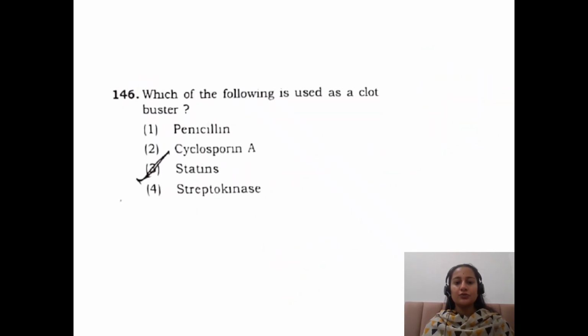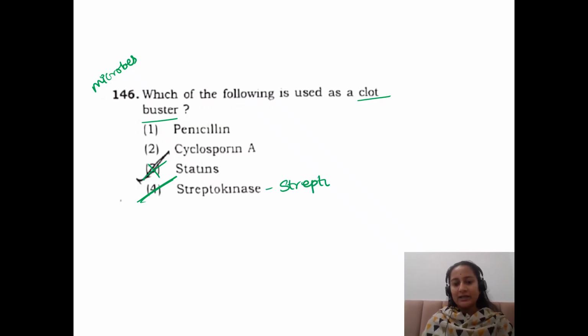Which of the following is used as a clot buster? This question is from microbes in human welfare. And here that will be streptokinase, not the statins. Streptokinase is extracted from the bacteria Streptococcus, also called the clot buster.